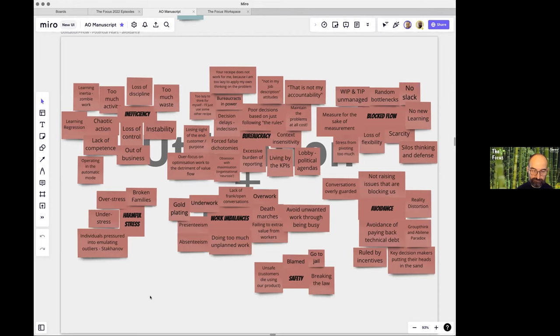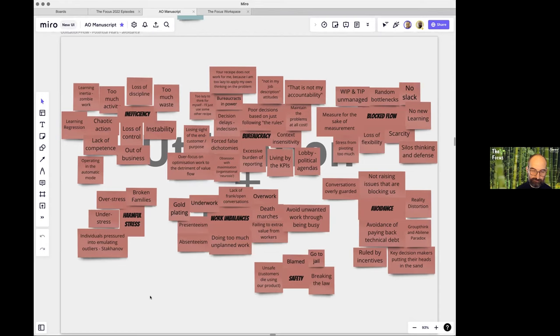You'll see blame storming. You'll see executive decision makers doing everything in their power not to go to jail if something goes wrong. So they want to avoid going to jail. That's the biggest fear that any executive has when they look at having to balance optimized utilization and optimized flow.